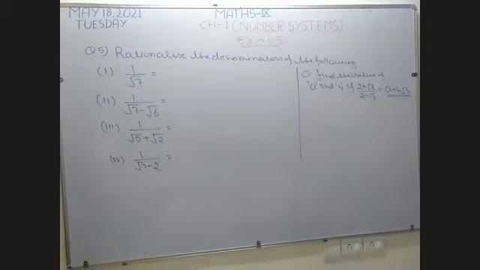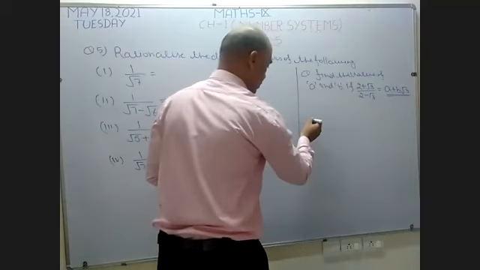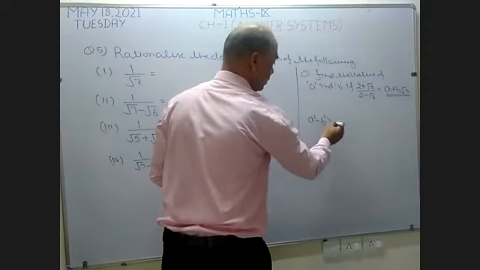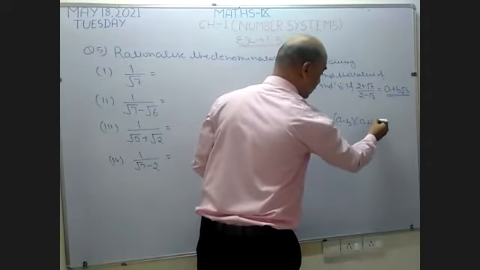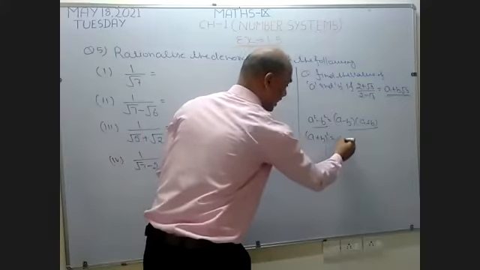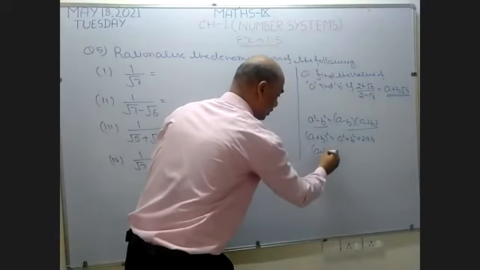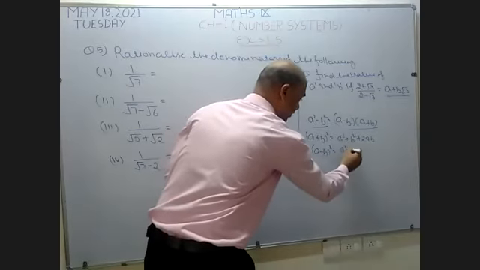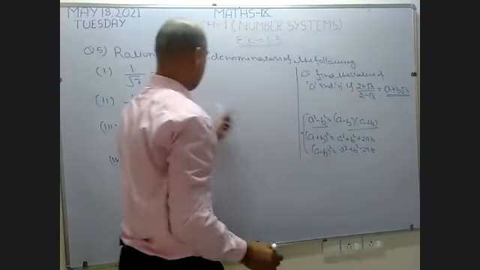Okay, students, now see on the board. I want to start this question number 5. Before starting this question, I want to revise some formulas. I want to write some identities. A square minus b square is equal to a minus b times a plus b. And a plus b whole square can be written as a square plus b square plus 2ab. And a minus b whole square can be written as a square plus b square minus 2ab. I want to use these three identities again in this question.